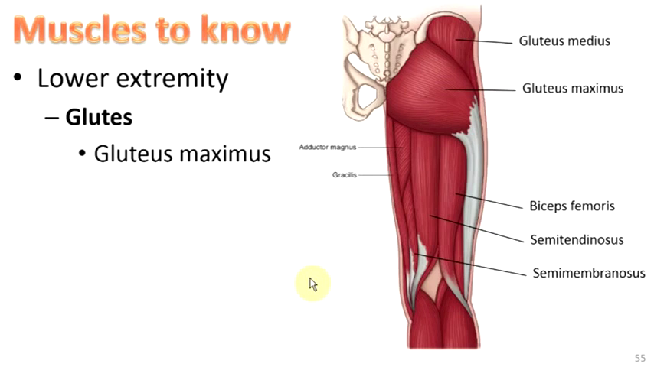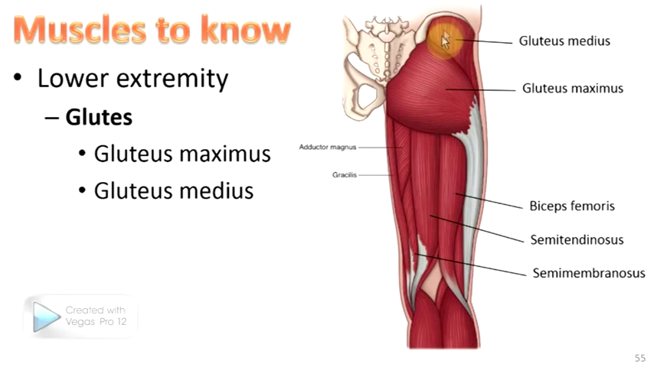Glutes, a group you need to know, consist of 3 muscles: the gluteus maximus, which is this big muscle here, the gluteus medius, which is right here, and the gluteus minimus. The gluteus maximus originates on the medial border of the sacrum and inserts out here on the greater trochanter. So it's actually primarily a hip extender, and a little bit of a hip abductor.